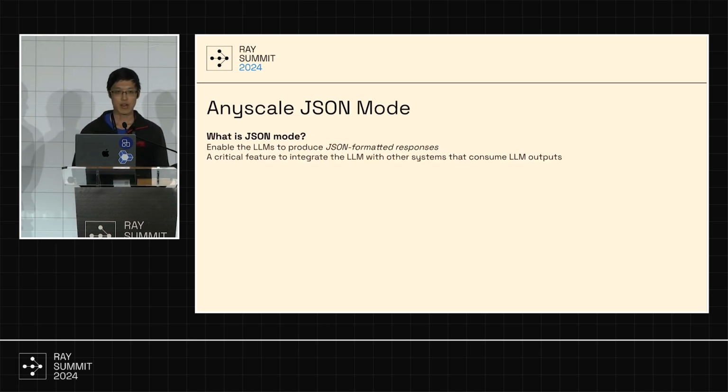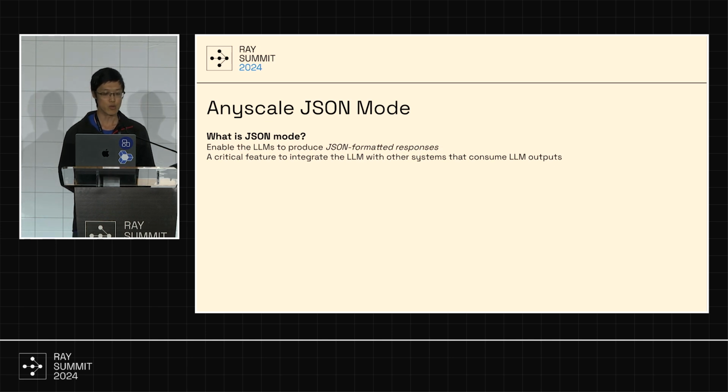And the next feature I want to introduce is Anyscale JSON mode. So let me first introduce the JSON mode. JSON mode enables the LLM to produce JSON format responses. And this is a critical feature to integrate LLMs with other systems that consume the LLM output. In other words, this is very critical if you want to build an AI agent with an LLM.